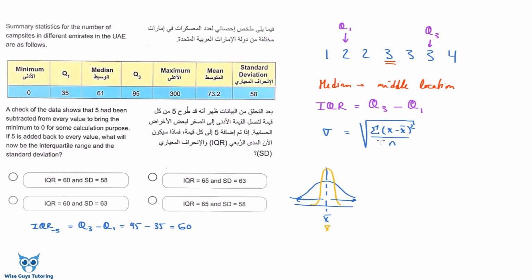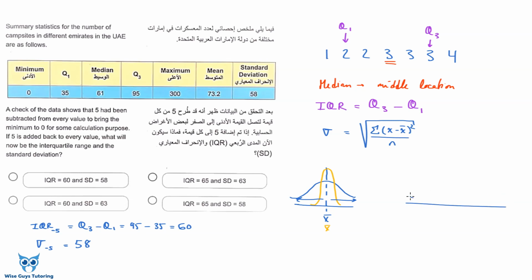You don't have to know that at all for this question. So let's just move on. The standard deviation here is 58. So I'll put that sigma of that minus 5 data is 58, right? So now they tell me if I was to add 5 back. So if I was to add this 5 back, what would happen to the IQR and what would happen to sigma? So if I were to add 5 back, here's what would happen.